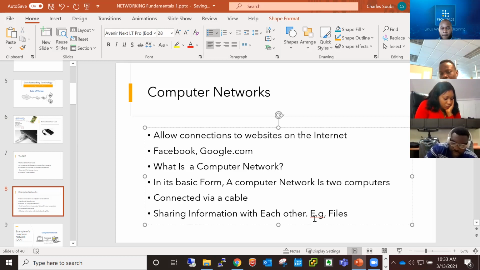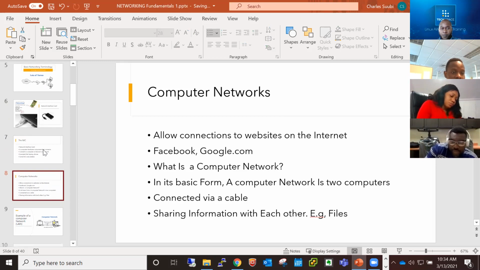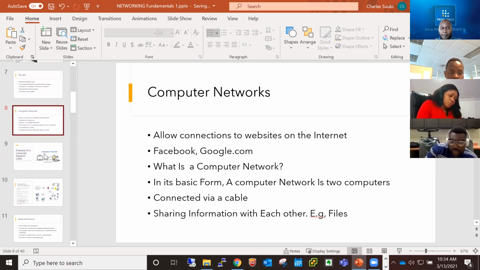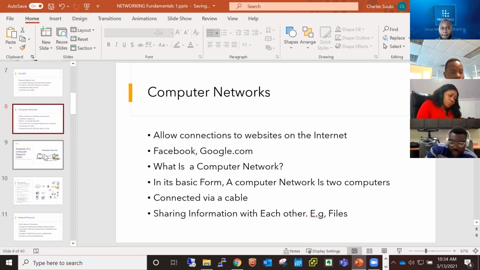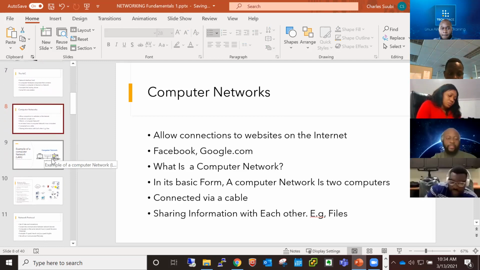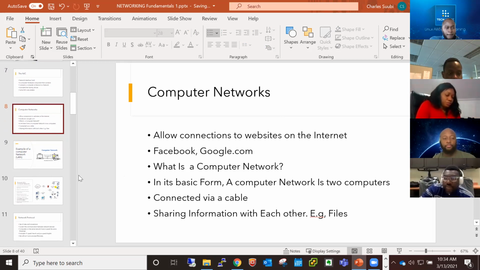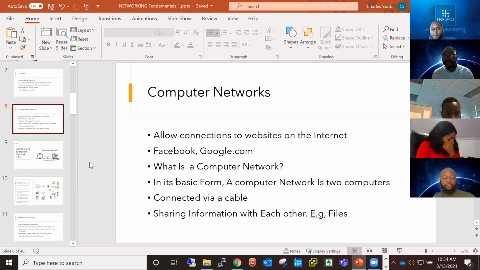So the kind of information that these computers can share include files. Can you guys give me another example of which kind of information computers can share with each other? Applications. What else? Data. Data, yeah, that's more general, but yeah, that's true.